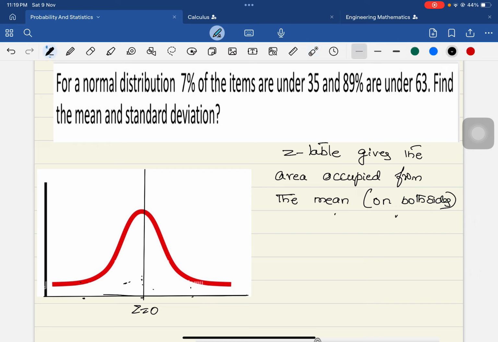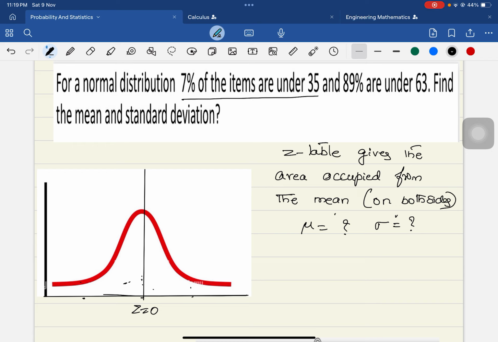Now let us go and see the problem. For a normal distribution, 7% of the items are under 35 and 89% are under 63. These are the two hints given to us, from which we have to find the mean and standard deviation. So we don't know what mu is and we don't know what sigma is, but what we know is that 7% of the items are under 35.